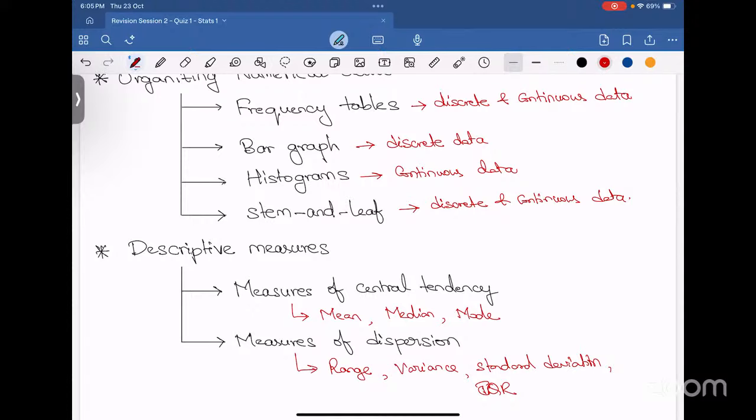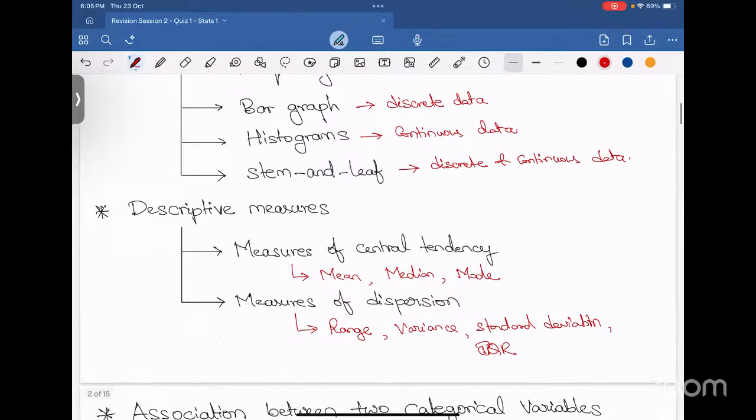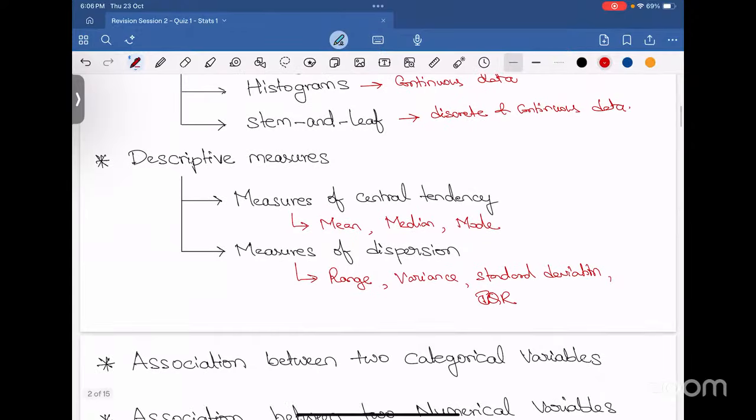All right, so let's continue. We'll also do examples. One nice example covers all of this: mean, median, mode, range, variance, standard deviation, IQR, everything. So that sums up week 3.